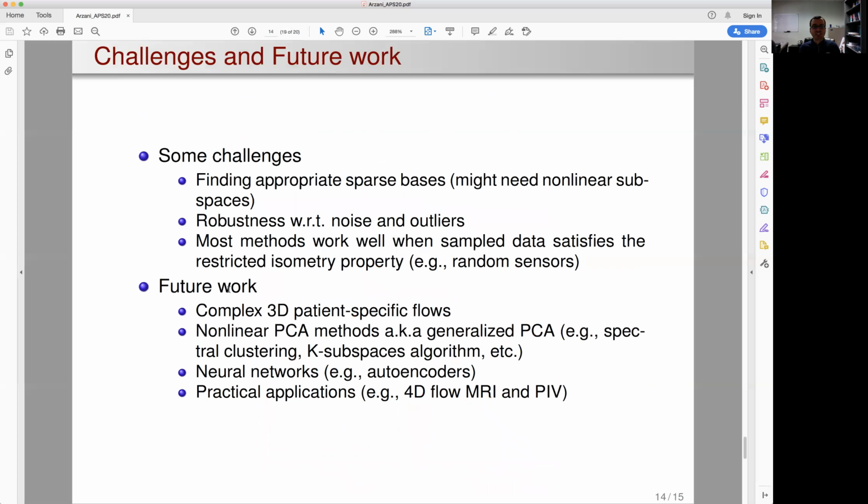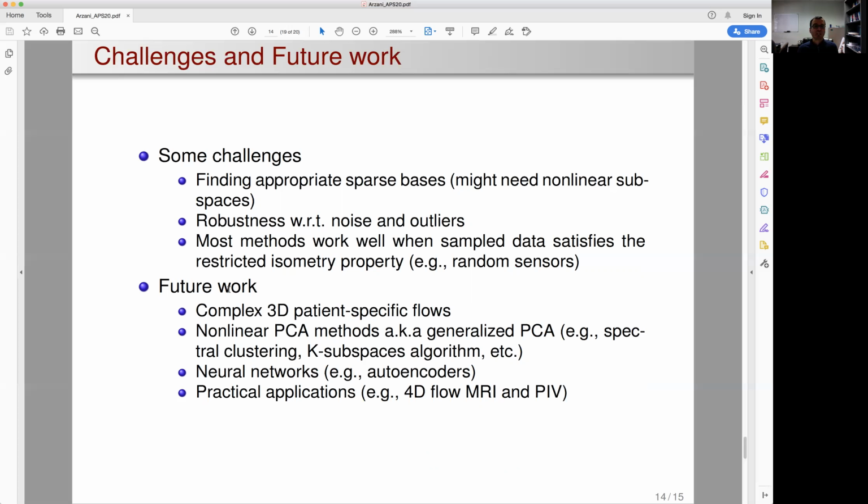Now, some challenges with these types of methods are that we need to find an appropriate sparsifying basis. Also, for these methods, we really need to investigate the robustness with respect to noise and outliers. Some of these methods are really sensitive to these things. And most of the methods that I talked about work well when the sample data satisfies the so-called restricted isometric property. In practice, we often achieve this by random sampling of our data, but this is something that could certainly receive more attention.